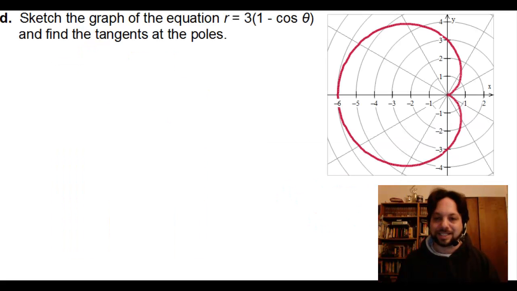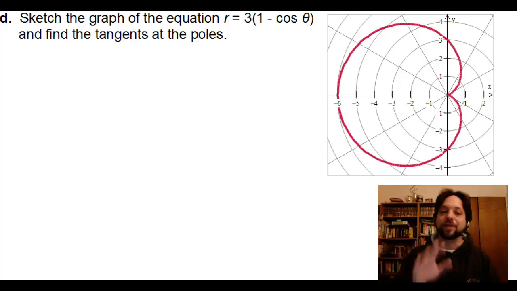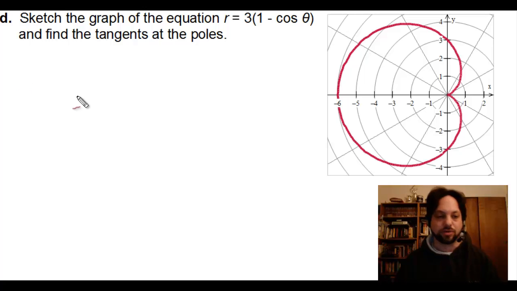Now, in this last example of this chapter's notes, we're going to try to find the slope of the tangent line to the graph you see here at the pole. Now, we need to be very careful. Don't assume that the pole is always when theta equals 0. We really should solve and make sure.